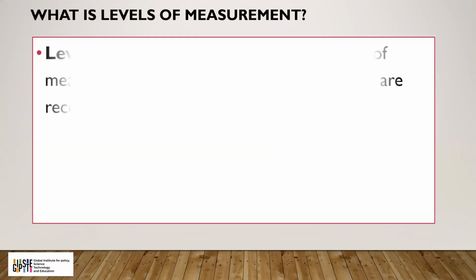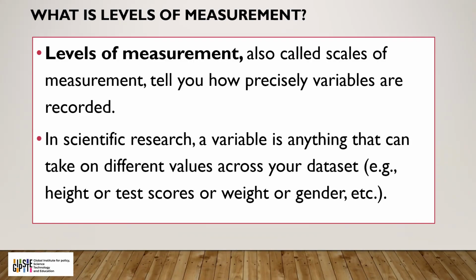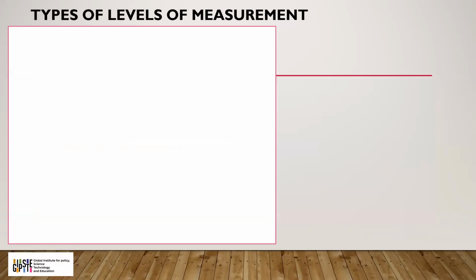What is levels of measurement? Levels of measurement, also called scale of measurement, tells you how precisely variables are recorded. In scientific research, a variable is anything that can take on different values across your data set. Some examples include height, test scores, weight, gender, education levels, and several other factors.